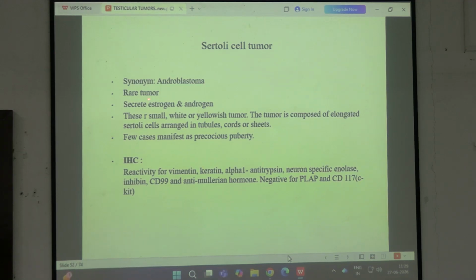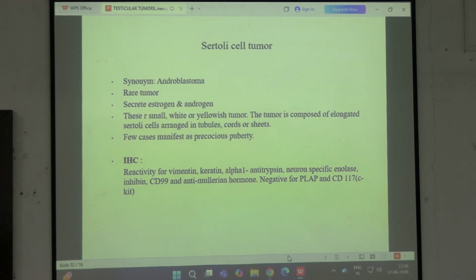Its synonym is androblastoma. It is a red tumor. It secretes estrogen and androgen. They are small, white or yellowish tumors. The tumor is composed of elongated Sertoli cells arranged in tubules, cords, and sheets. Few cases manifest as precocious puberty.